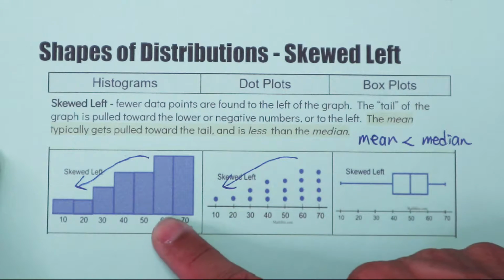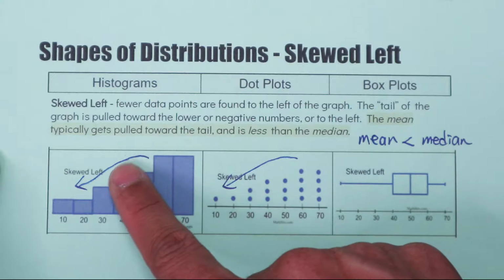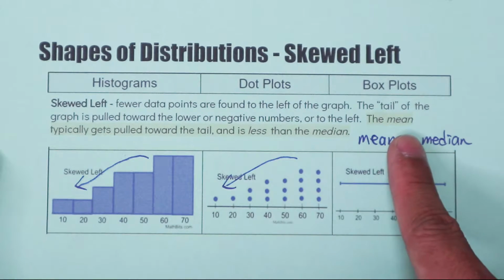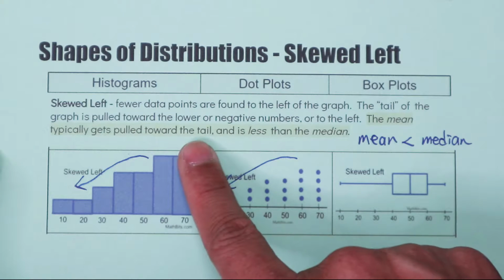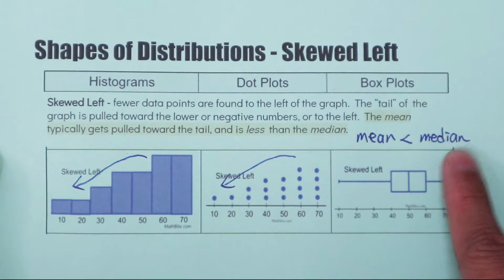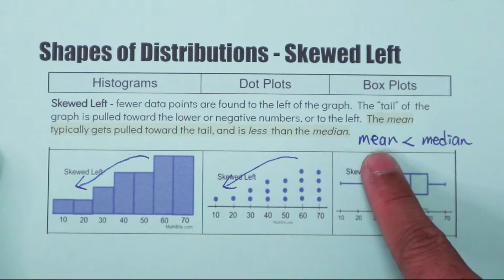Oppositely, in a skew left distribution, you start very low and then you end up high as you go from left to right. So you see there's a tail extending towards the left. Well, in a skew left distribution, the mean typically gets pulled towards the tail and it's less than the median. So therefore, I put this inequality. Your mean is always less than your median, or in other words, your median is greater than your mean.